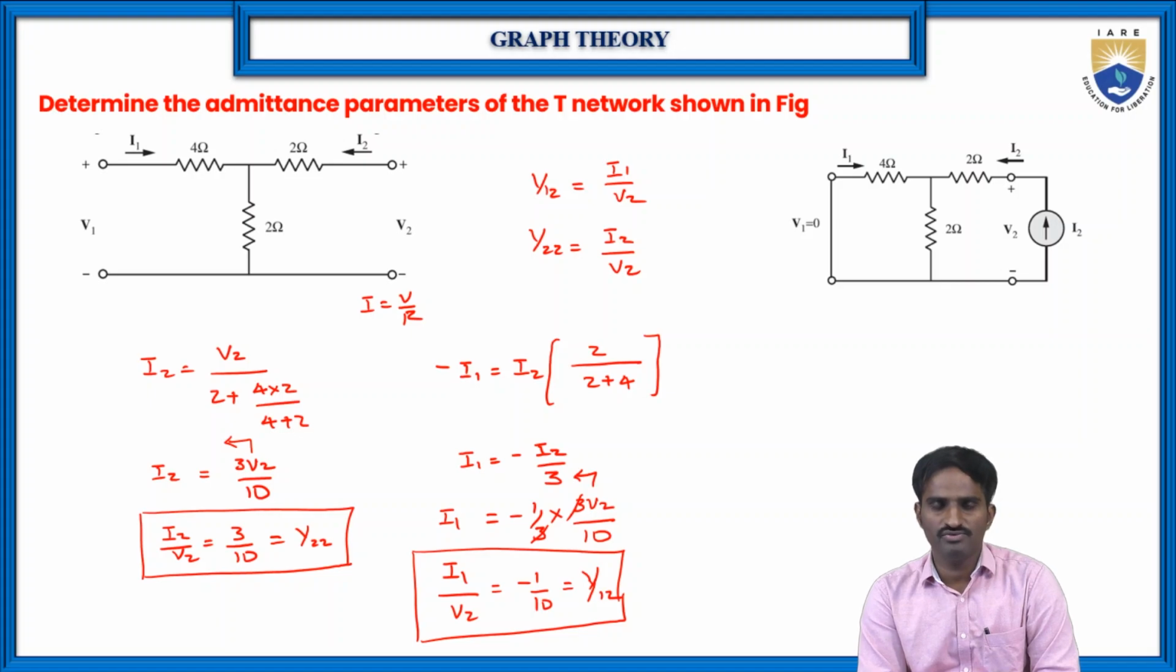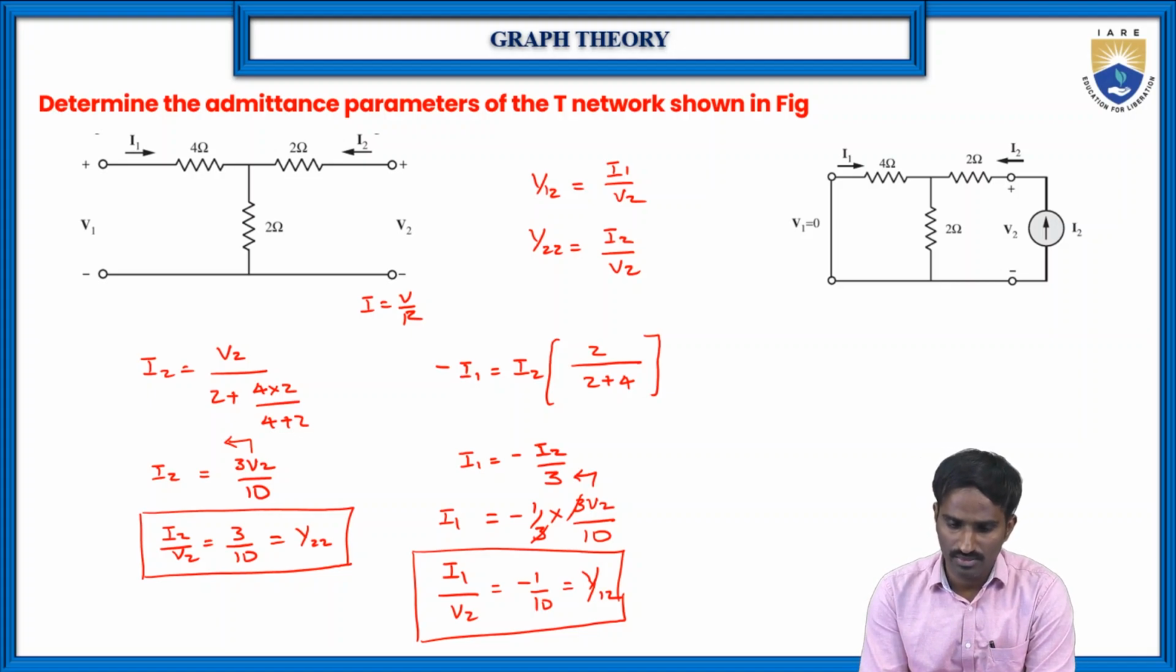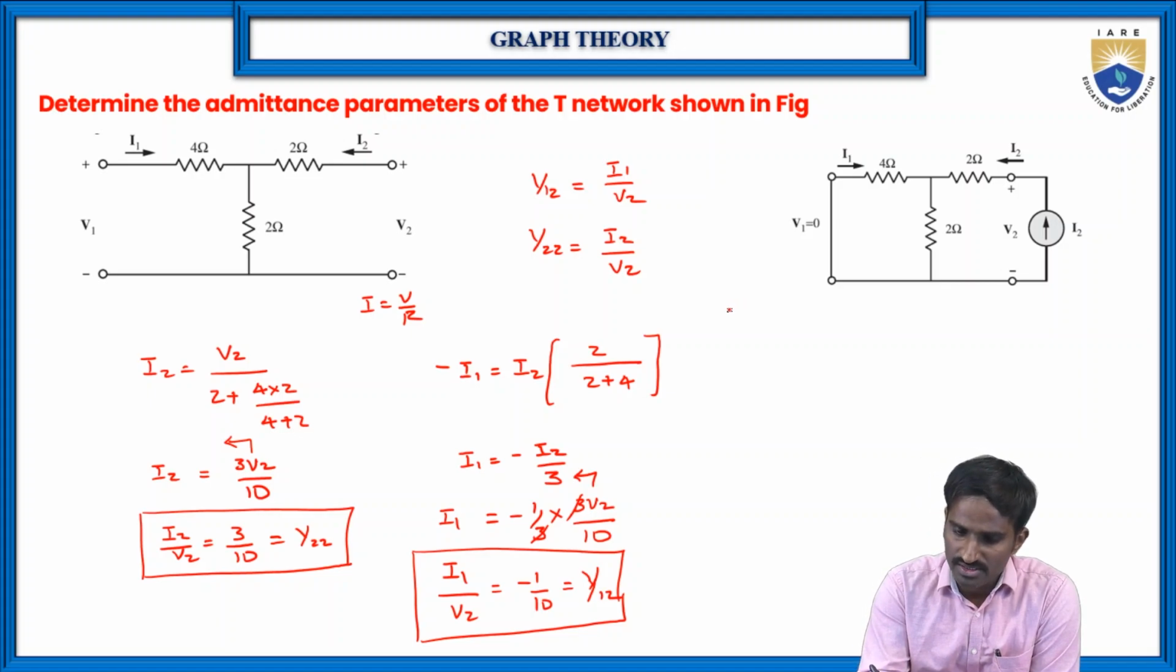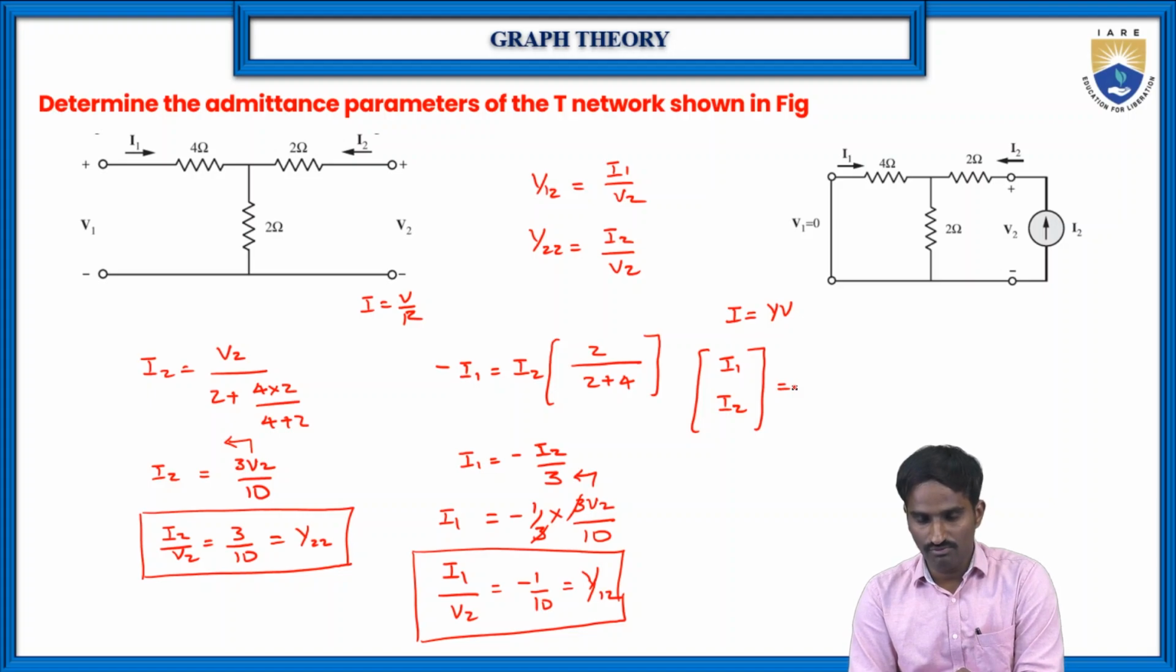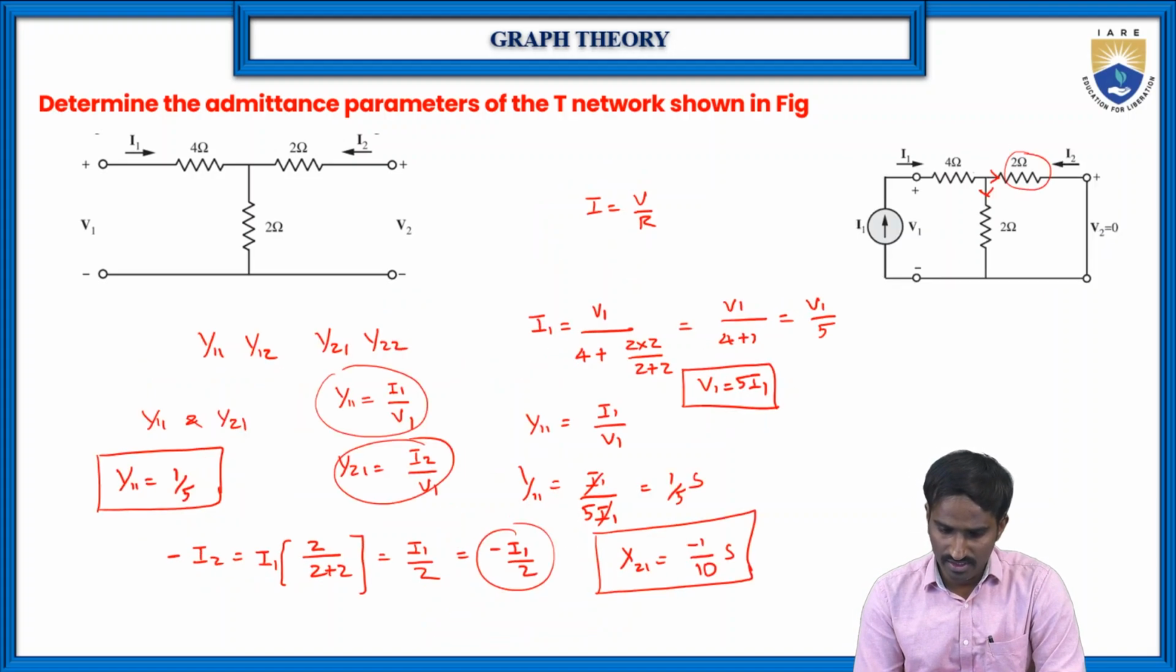Now, if you want to write these Y parameters in matrix form, because we are finding I1 and I2, so I is equal to Y into V. So here I is I1 and I2, which is equal to, what is the Y11 here?